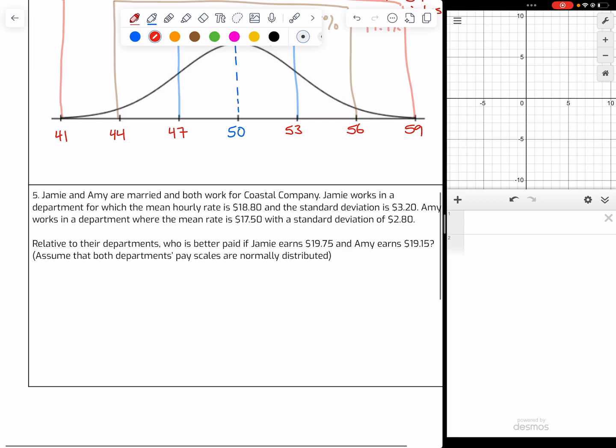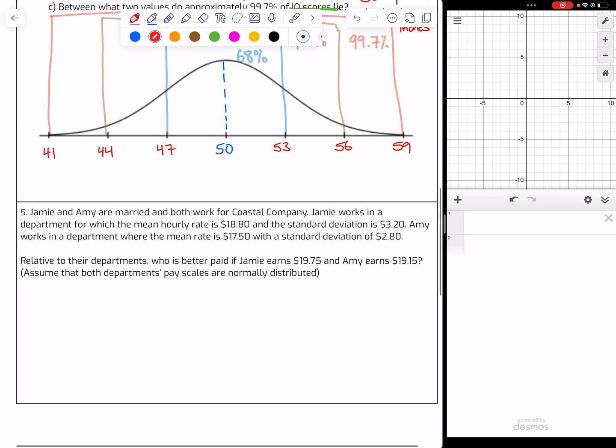All right, one more question to go. Jamie and Amy are married and both work for a coastal company. Jamie works in a department for which the mean hourly rate is $18.80 and the standard deviation is $3.20. Amy works in a department where the mean rate is $17.50 with a standard deviation of $2.80. Relative to their departments, who is better paid if Jamie earns $19.75 and Amy earns $19.15?